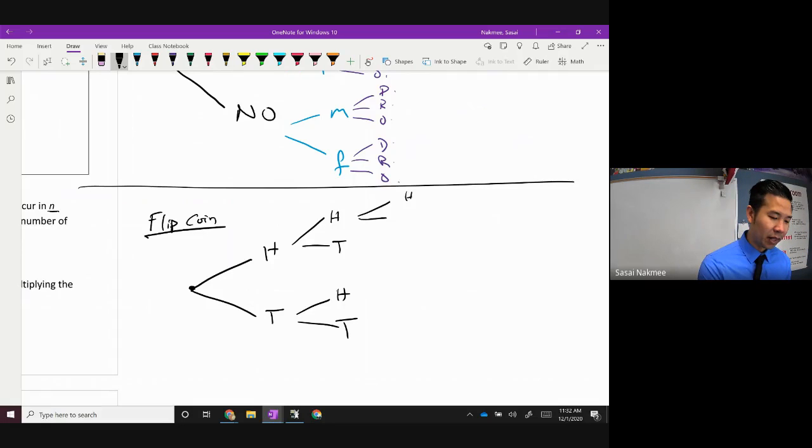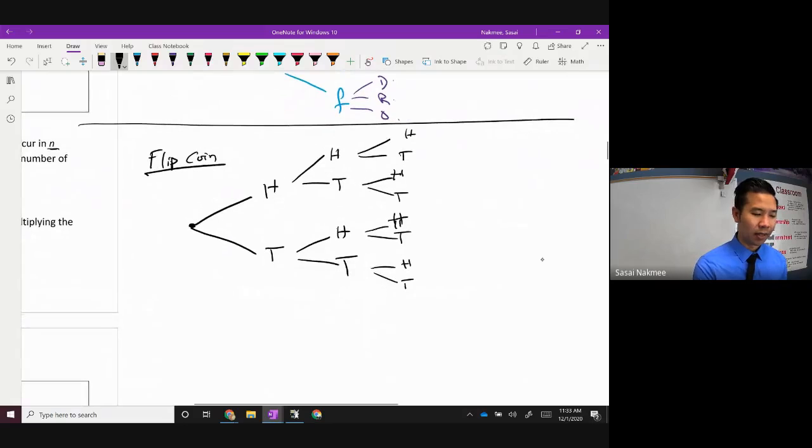Then do it again. Heads, tails, heads, tails, heads, tails, heads, tails. And now you'll say, that's such a headache to look at. But look, count it out. 1, 2, 3, 4, 5, 6, 7, 8. And if you don't like looking at it like this, you can actually write them out.